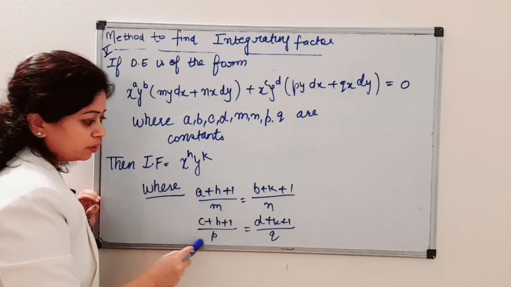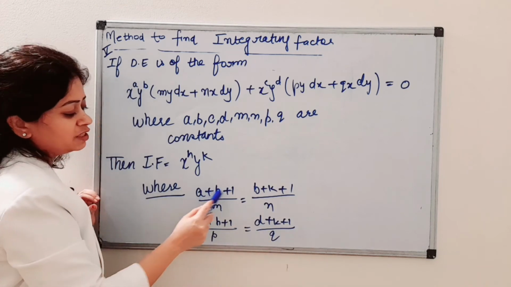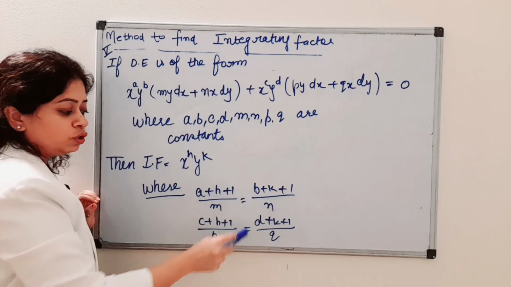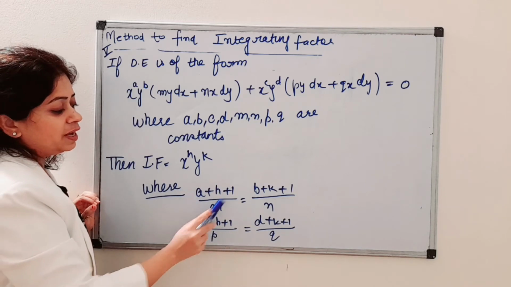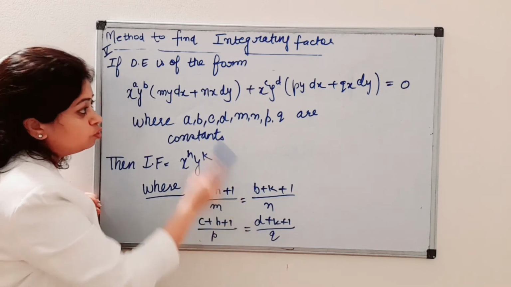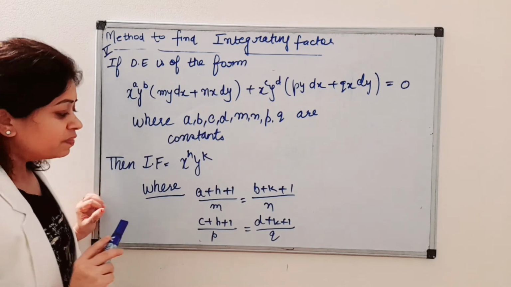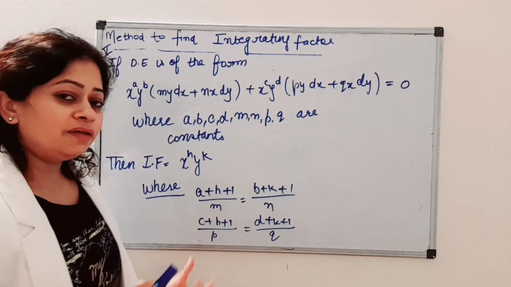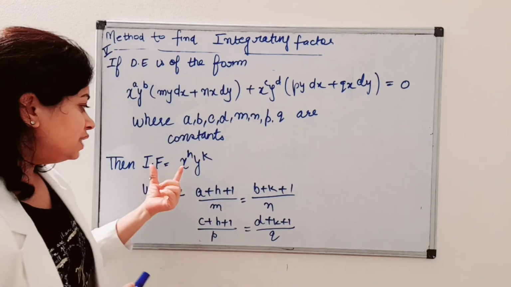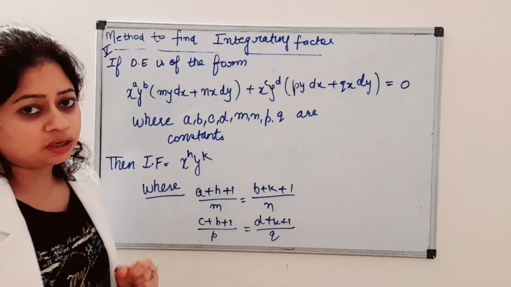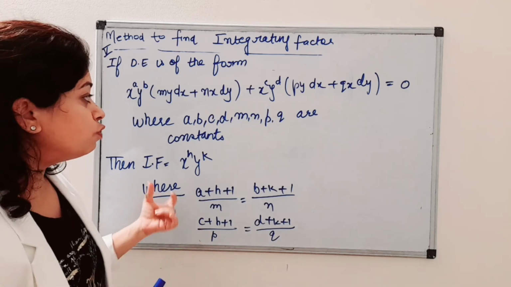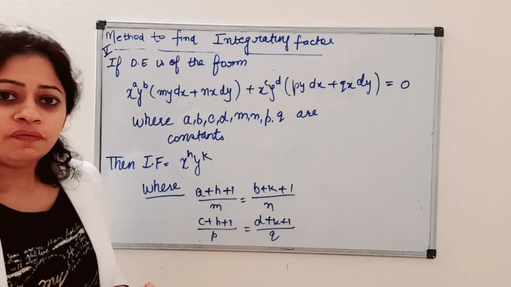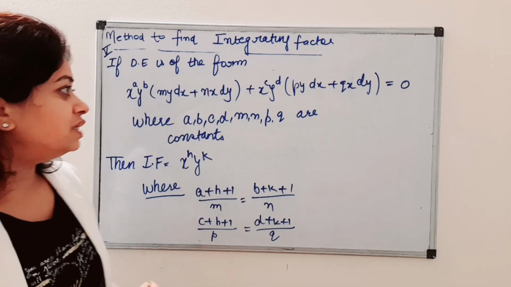(a + h + 1)/m equals this, and we solve these two equations. We know the values of a, m, b, n, c, p, d, q, whatever the equation gives, and we solve these equations and find the values of h and k, which give us the integrating factor. This we will see with the help of an example, how we solve these types of questions. So let's come to that now.